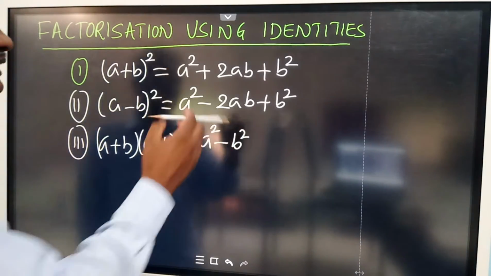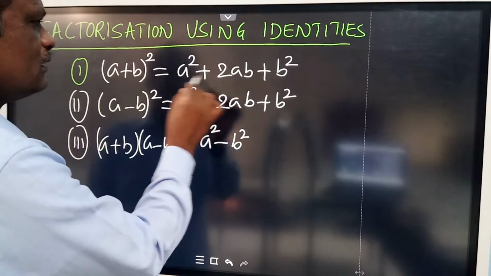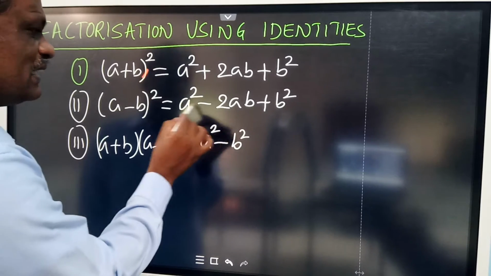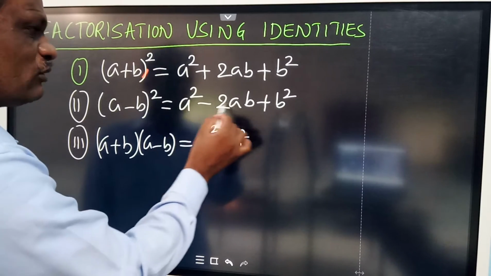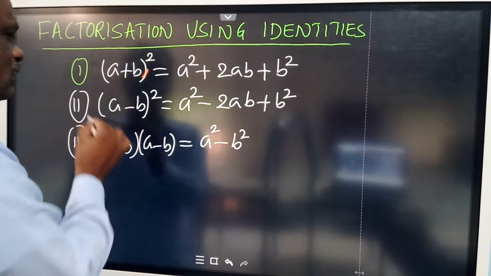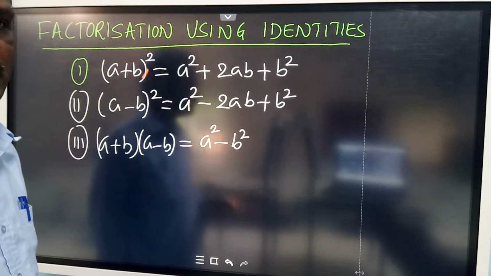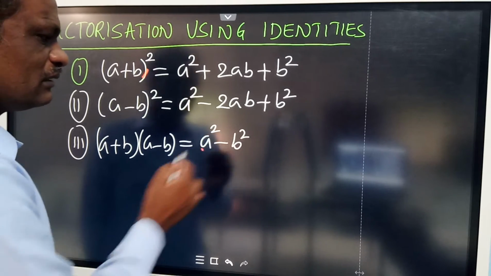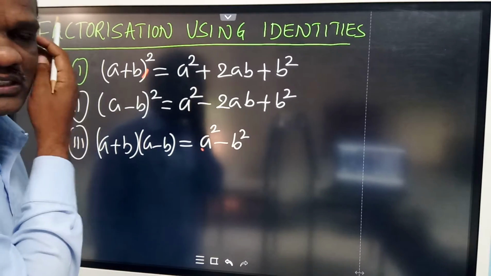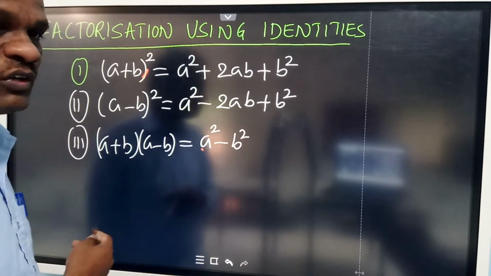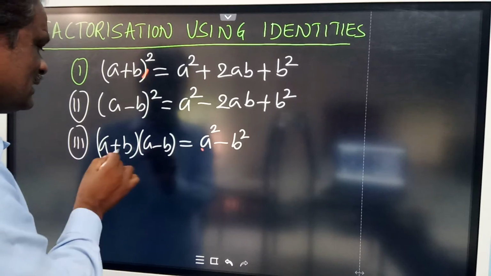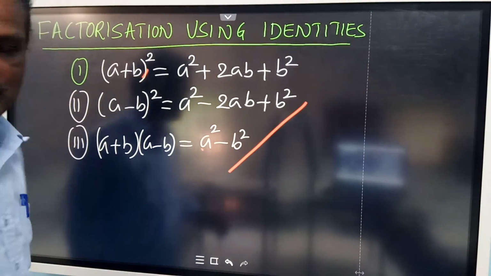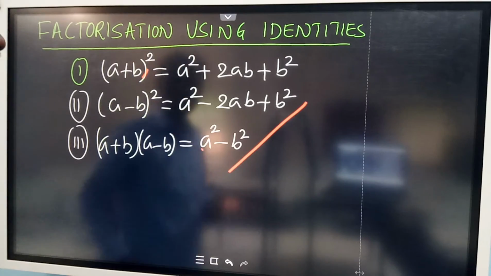So look at this. If the expression is of this kind, a square plus 2ab plus b square, you can write it as (a plus b) into (a plus b), (a plus b) whole square. If the expression is in this form, a square minus 2ab plus b square, you can write it as (a minus b) into (a minus b), nothing but (a minus b) whole square. If the expression is like this, a square minus b square, the difference of two square numbers, then you can write that as (a plus b) into (a minus b).